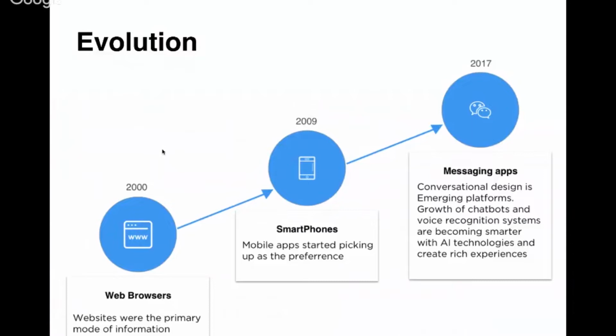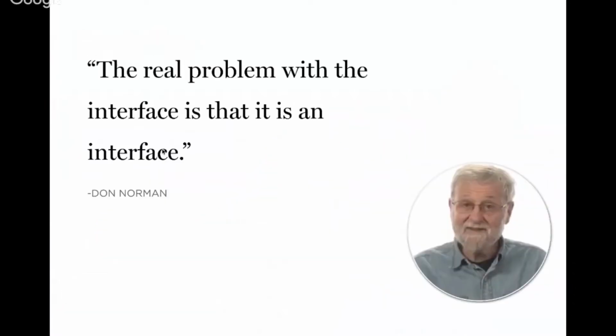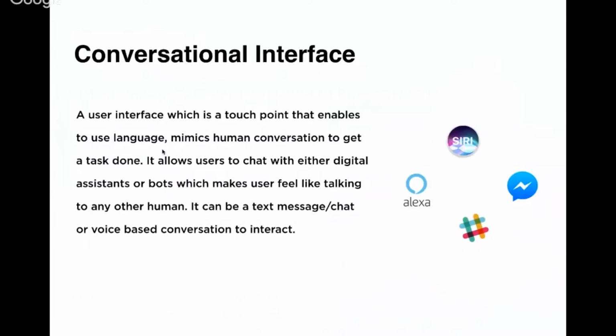Web browsers and smartphones were based on GUI, graphical user interface, which comprises of buttons, forms, fields, textual descriptions. Here, the user does not feel like someone is listening to him, someone is talking to him. Whereas messaging platforms give him that kind of liberty. As per Don Norman, the real problem with the interface is that it is an interface. Then comes our conversational interface.